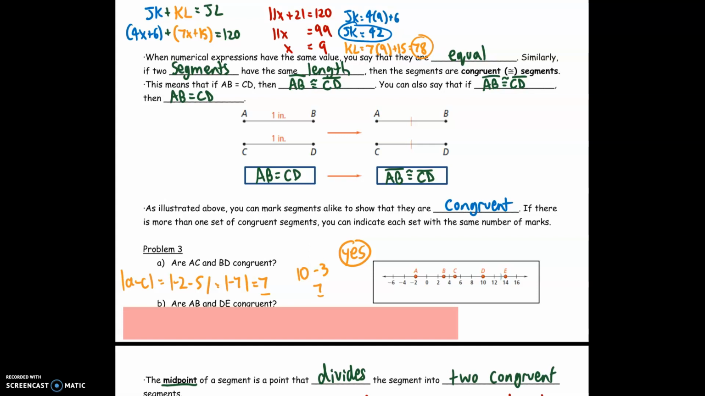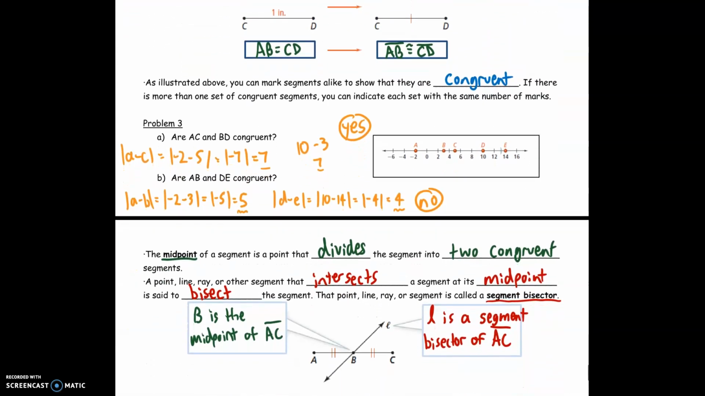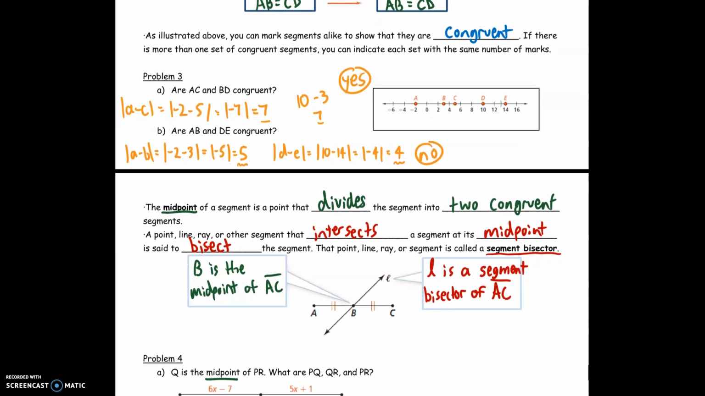It's a good thing to pause and try for yourself, but let's go ahead and reveal that answer. AB and DE should not end up congruent. It looks like AB is a length of 5, DE is a length of 4, so since the lengths are not equal, we find that those segments are therefore not congruent. So you do want to be careful: lengths are equal, segments are congruent.